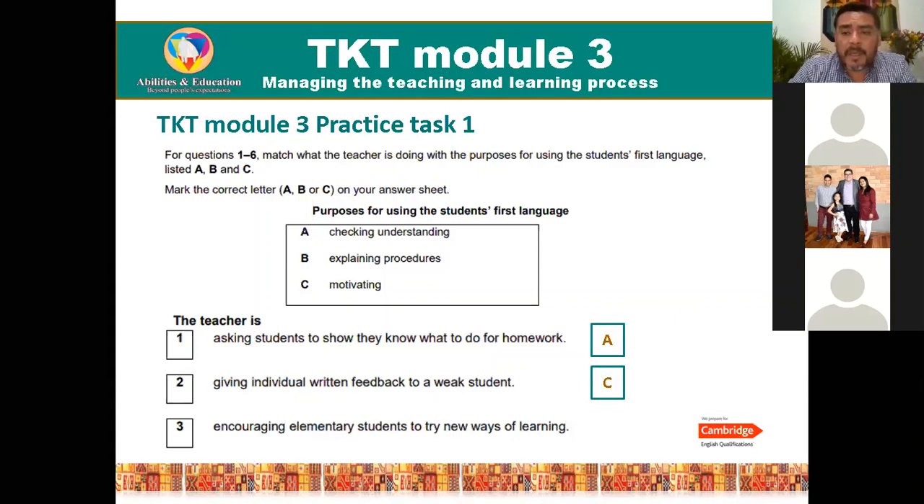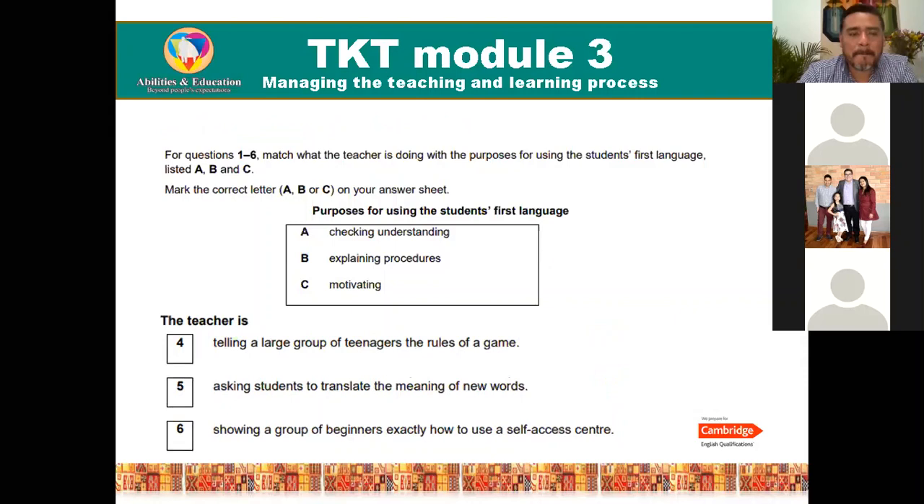Number three is obvious. You said the magic word, encouraging elementary students to try new ways of learning. So we said the magic word. Number three is obvious. The answer is? The answer is C. Excellent. Motivating. Yes. All right. Number four now.